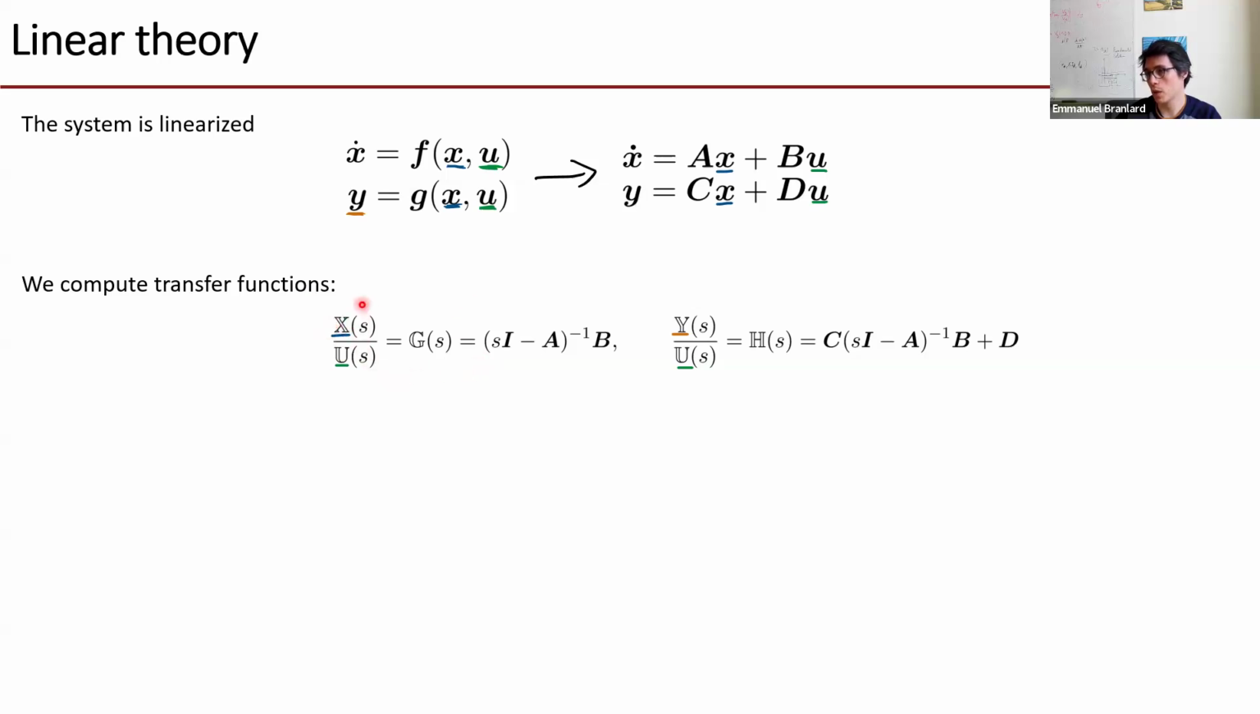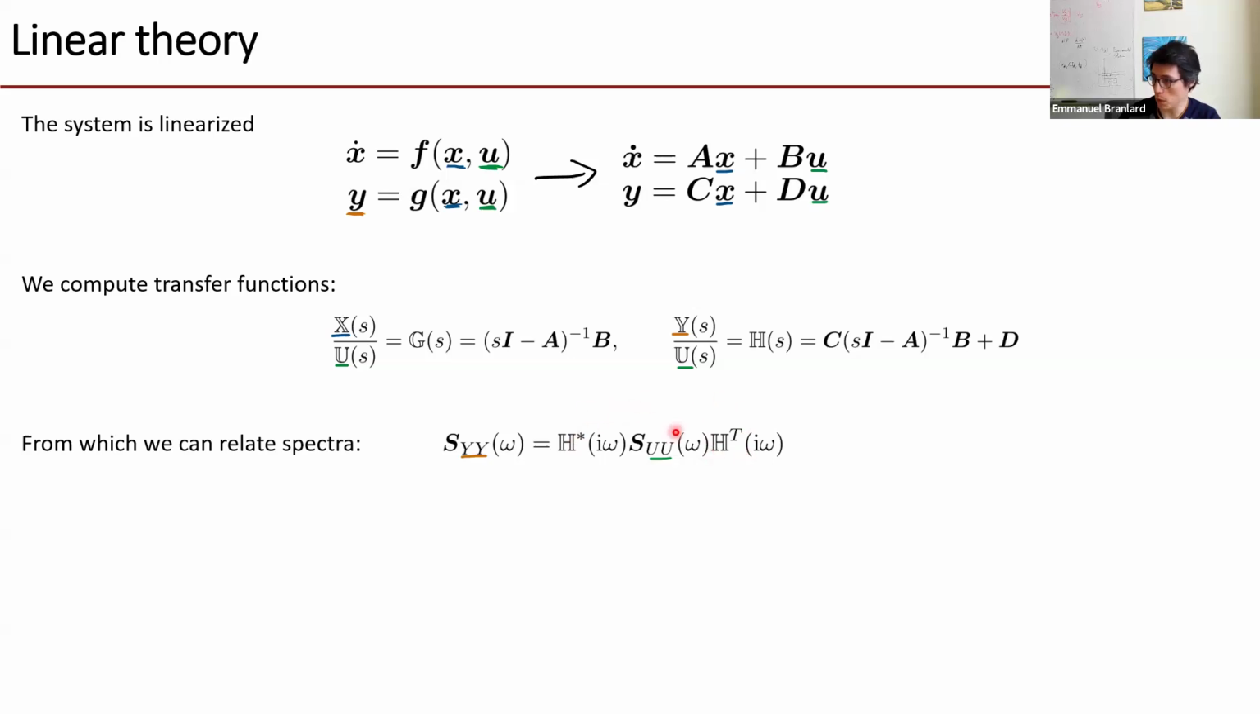The notation is a bit abstruse. I'm dividing two vectors here, which is a bit awkward, but we have a matrix G, which is our transfer function matrix from input to states, and H, which is from input to output. There's simple linear algebra based on those matrices. What this gives us is that we can get the power spectral density of the output as a function of the power spectral density of the input by just multiplying by this transfer function matrix.